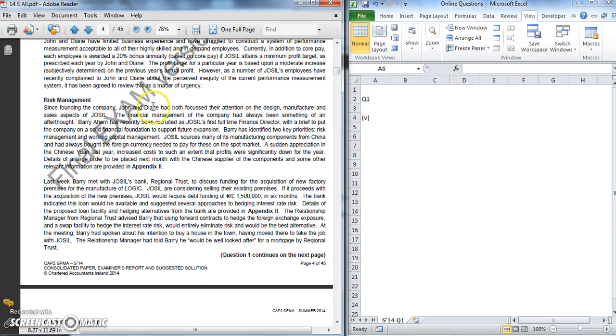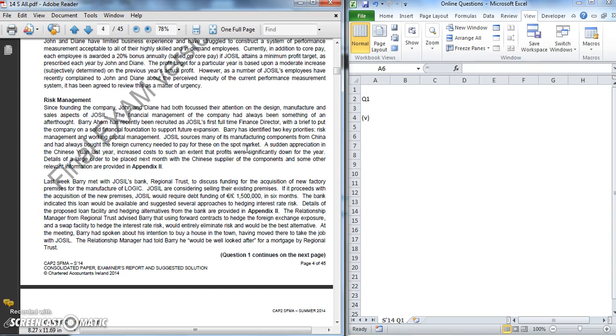So since founding the company, John and Diane have focused really on their design and manufacture to the detriment of their risk management and working capital. So a new finance director has come in and they're now focusing on risk management. Jostle sources many of its manufacturing components in China, so again there's naturally foreign exchange risk there. And a sudden appreciation in the Chinese yuan last year increased costs to the extent that profits were down.